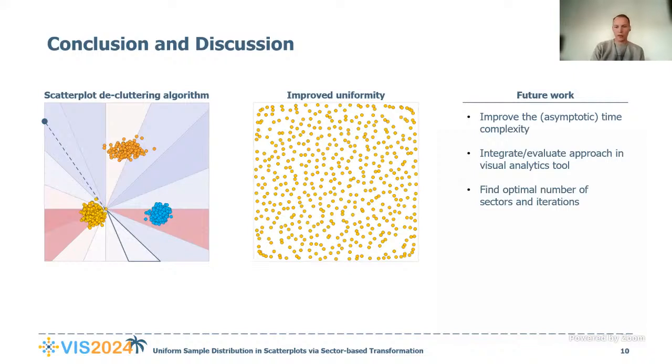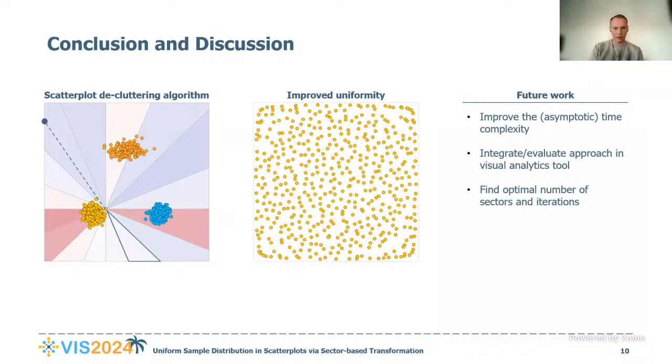So to summarize, I presented our approach for decluttering scatter plots, which works by dividing the domain into sectors and iteratively moving samples away from overpopulated and toward underpopulated regions. We were able to show that we achieve better results when compared to the previous integral image-based approach.